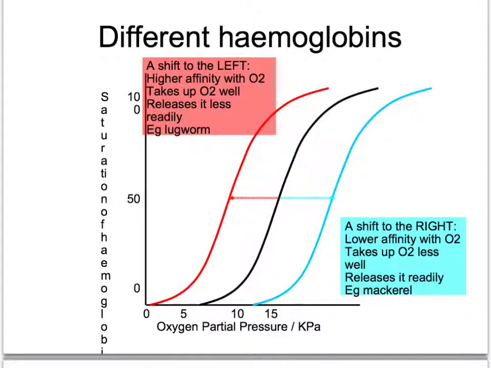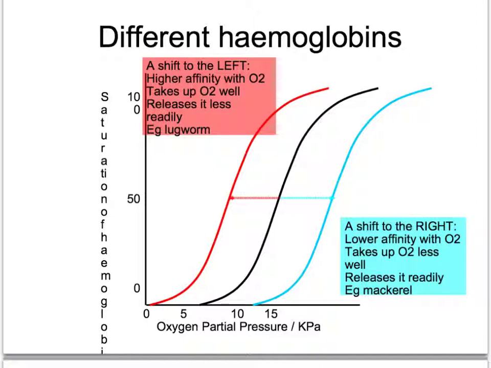A shift to the left means that the hemoglobin's got a higher affinity to oxygen. It takes up oxygen really, really well, but releases it much less readily. And that's good for animals that live in low oxygen environments. They want to bind and get hold of and associate with that oxygen much more readily. However, they don't offload it, release it as easily. So the trade-off is they have a low metabolic demand. They can't be active organisms. Benefit is they can live in low oxygen environments.